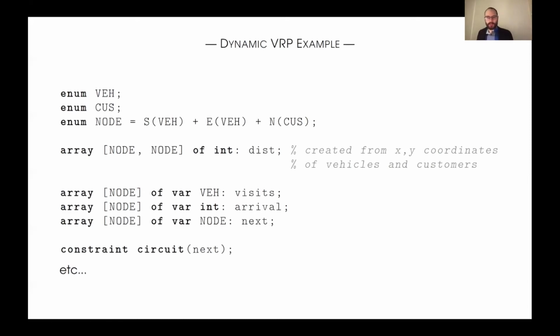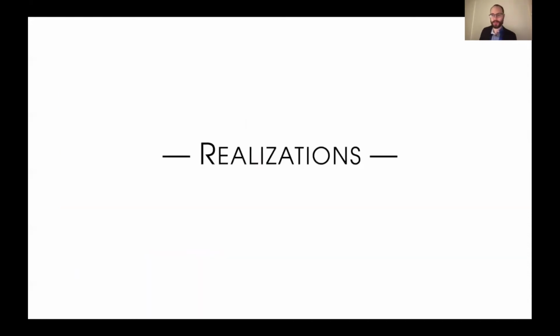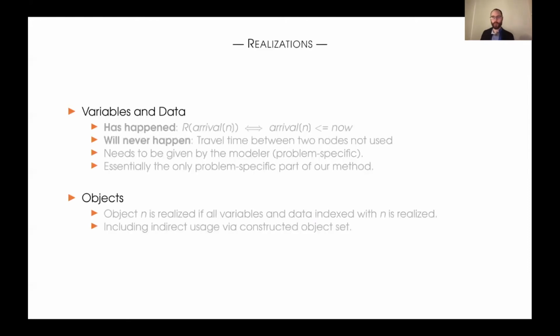But the problem is, how do aggregation and garbage collection work now when we have this circuit constraint? And that's a tricky question. Let's first look at realizations. What are realizations? What's the definition of realizations? Okay, so we'll look at variables and data, and then we'll look at objects. Let's start with variables and data.